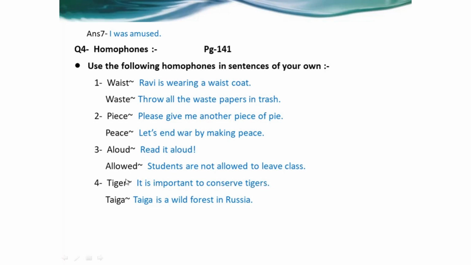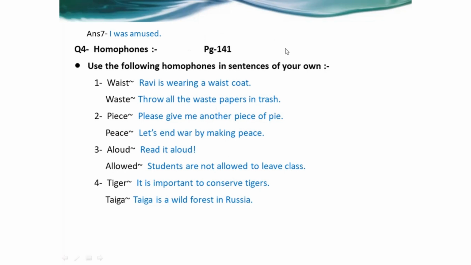Okay. And what is the homophone of this tiger? Taiga. What is taiga? We studied that in the lesson. Taiga is a wild forest in Russia. This is basically the forest of tigers. Tigers live especially in that forest. Taiga is a wild forest in Russia. Clear, students? So we have finished the chapter.